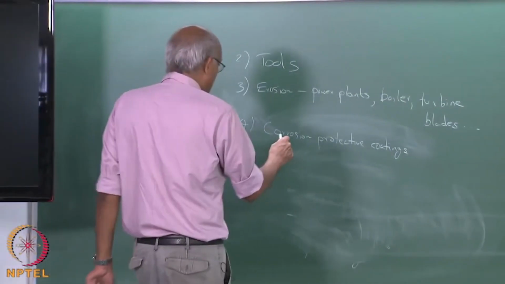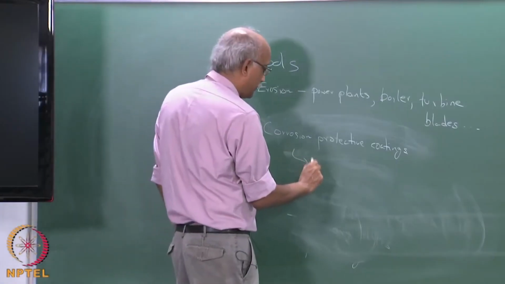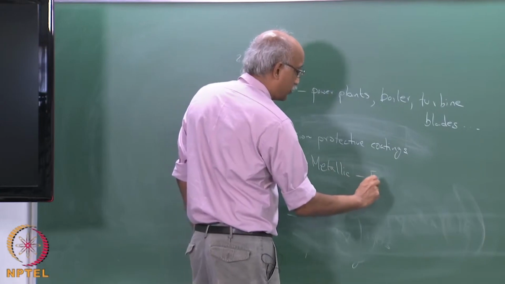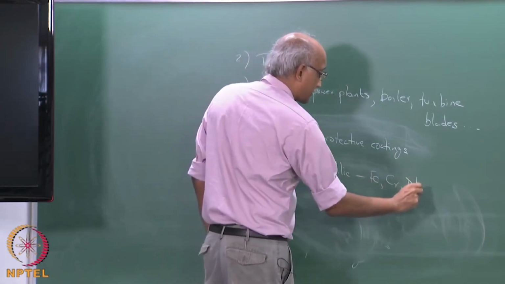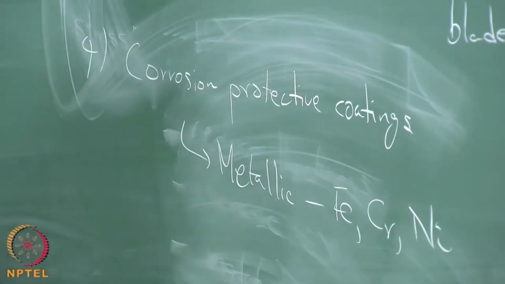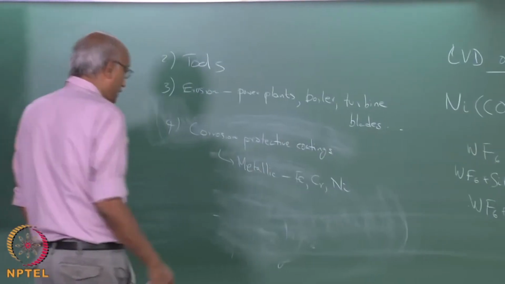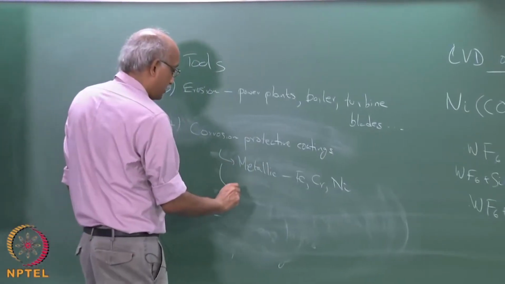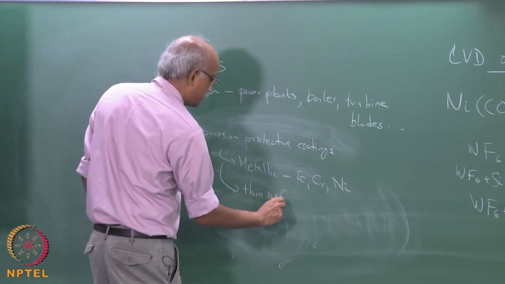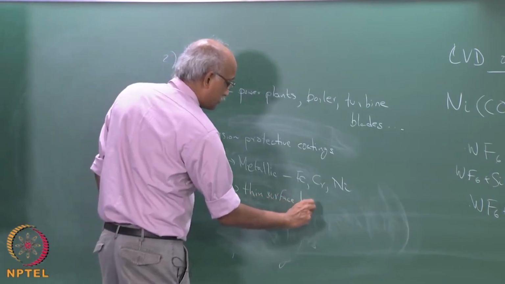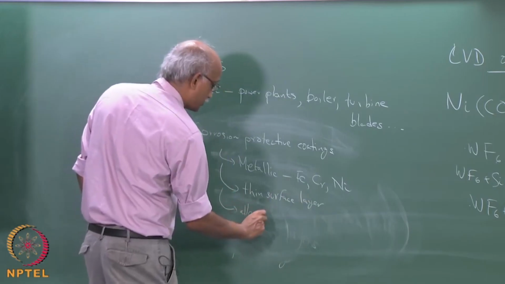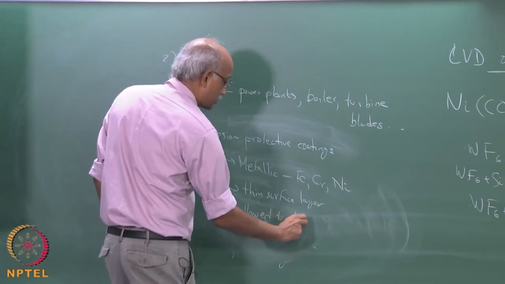So, these corrosion protective coatings are typically metallic coatings, again iron, chrome and nickel are the most commonly employed metals in this application, and they are deposited as a thin surface layer, and they are allowed to diffuse into the substrate.